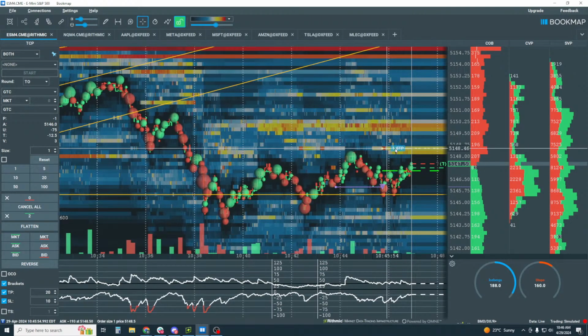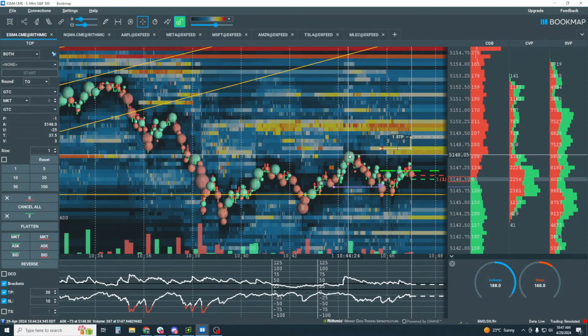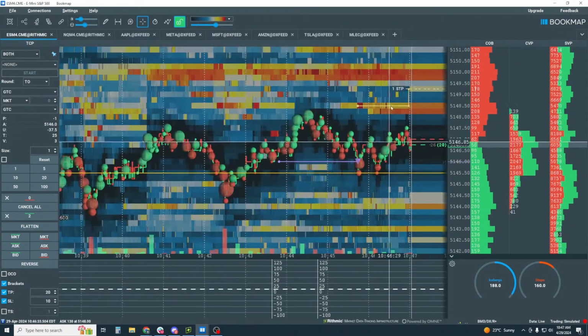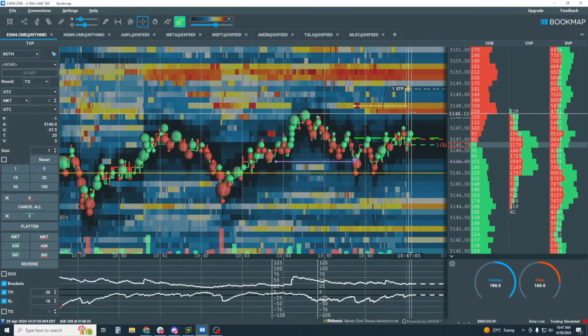Okay, I'm going to move my stop up just a couple ticks in here. I don't want to be right at the top of this little range in here. Okay, and I want to be behind. See how I want to be behind that liquidity in here.